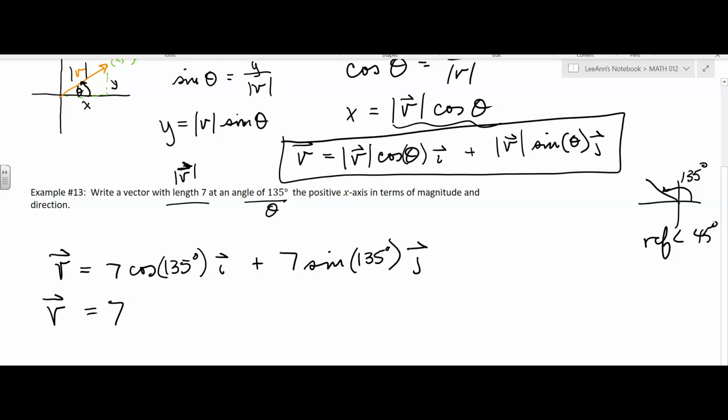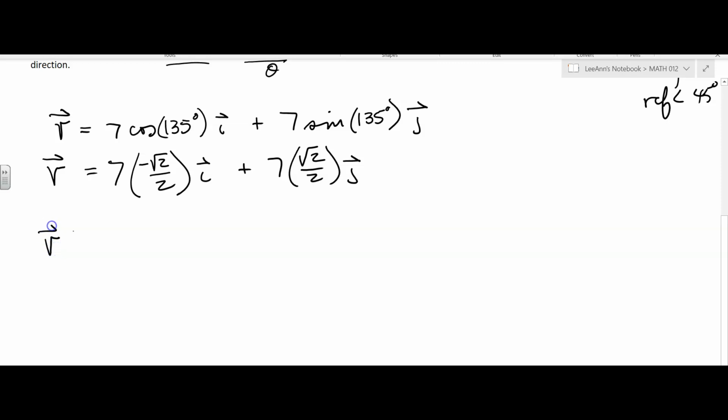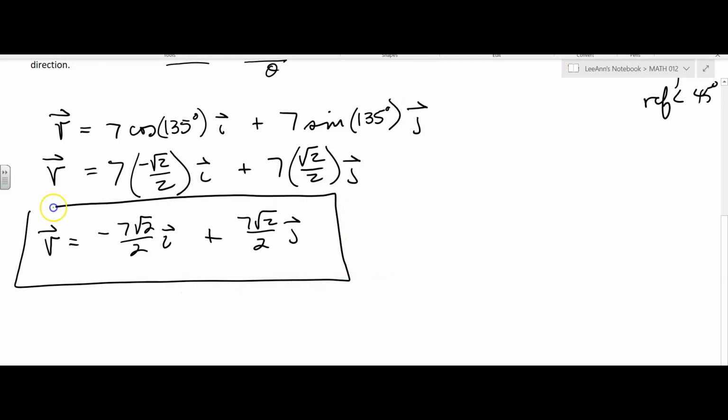So you're going to think about the sine and cosine for a 45-degree angle, square root of 2 over 2. In the second quadrant, cosine is negative, but sine is positive. It's like we're putting everything we've learned in the last little bit together here. Okay, so just writing it a little bit nicer. We're going to have the opposite of 7 square root 2 over 2 times the i vector, and then plus 7 times the square root of 2 over 2 times the j vector. Okay? And that is that.